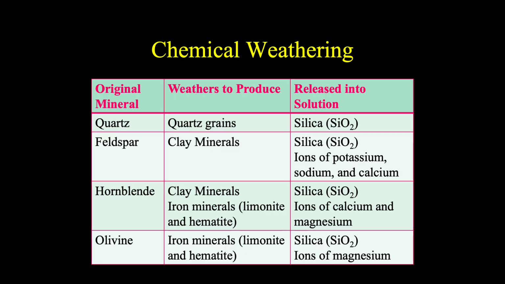This table shows what happens to a number of minerals as a result of chemical weathering. Quartz, once again, tends to get released into the environment as sand grains, though some of it may dissolve and go into solution in the water. The feldspars form clay minerals with these various ions released into solution and some silica. Hornblende tends to form clay and iron minerals with these being released into solution in the water. Olivine chemically weathers to form iron minerals and these being released into the water as ions.